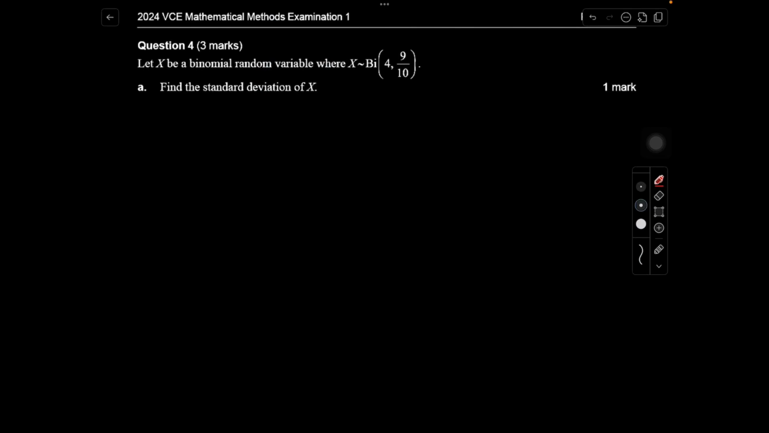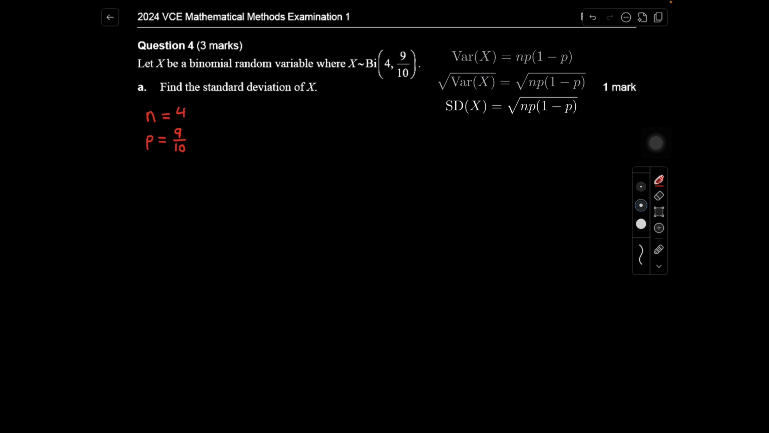So for this question, it's super important that we know what n is. So n is this number here. That's how many trials we're doing. And then our p is 9 on 10. So that's our probability of success. I hope you remember that in order to find the variance, you follow this formula here. So when you square root both sides, you get the square root of the variance is the standard deviation, and you work it out using this formula here.